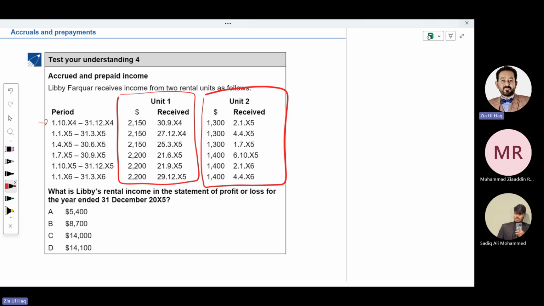What we need to do? What is the Libby rental income in the statement of profit or loss for the year ended 31st December 20x5? So what could be the income for 31st December 20x5? It will be this, because this will be for next year, this will be for previous year. So we can calculate simply: add these four figures and add these four figures.